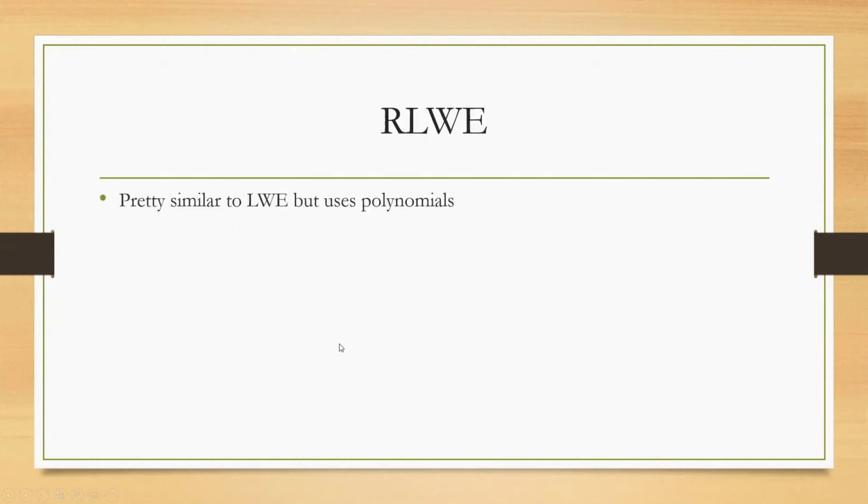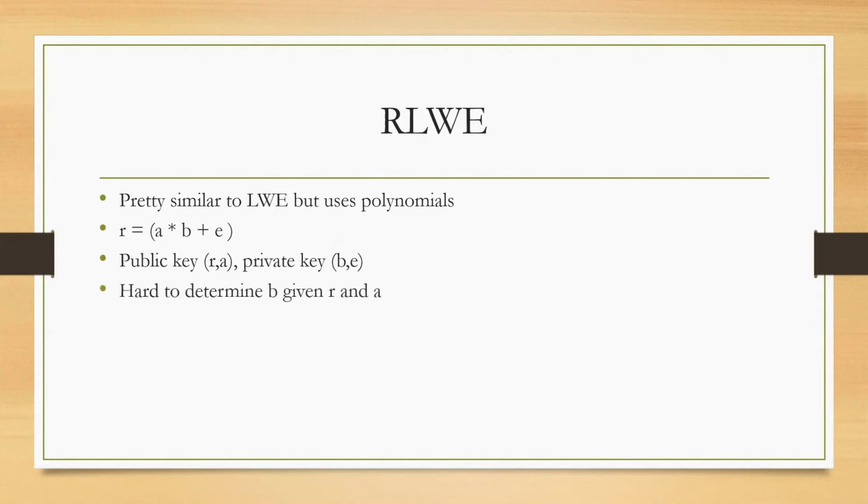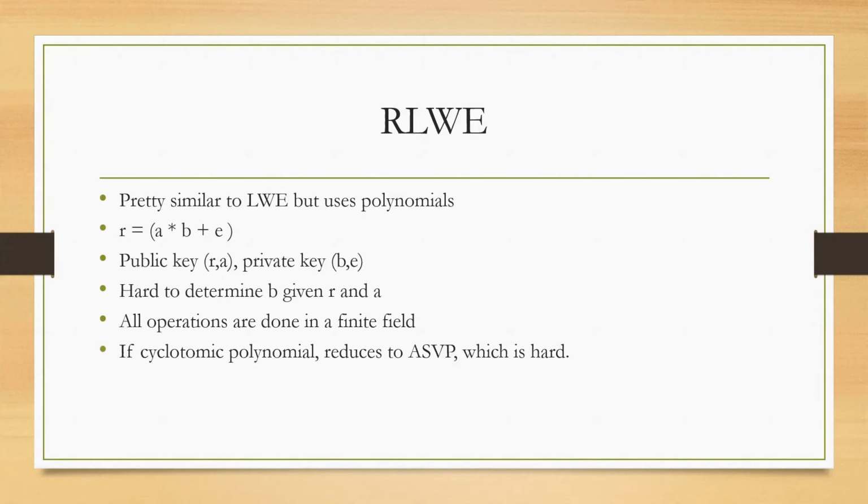Ring learning with errors is similar to learning with errors, but it uses polynomials. So R equals A times B plus E, where all of these terms are polynomials. E is some error noise term. And yeah, the public key is R and A, the private key is B and E. It's hard to determine B given R and A. All operations are done in a finite field. This is similar to modular operations, but for polynomials.